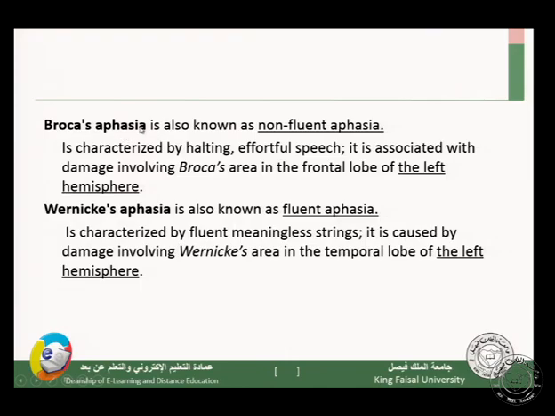Broca's area is responsible for production. So people who have damage in Broca's area have a problem in production, a problem in speaking. They cannot speak fluently. Wernicke, of course, Broca is in front. B is one of the front letters, A, B, C. So B is in the front.